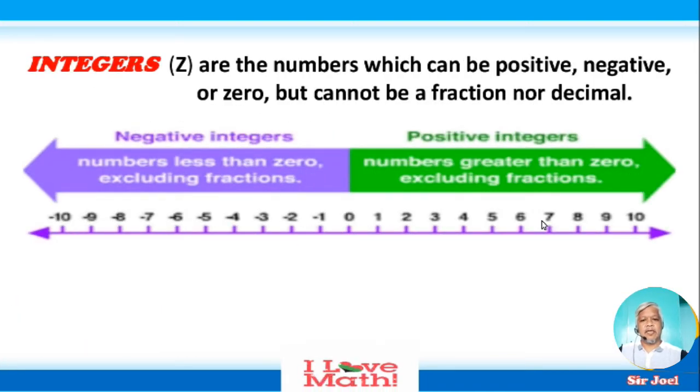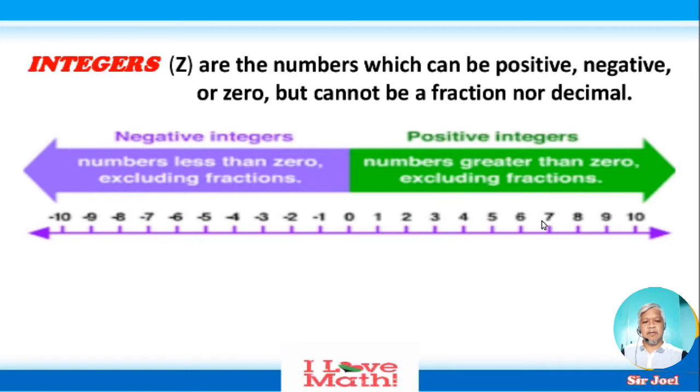Now, when we say integers, denoted by the capital letter Z, these are the numbers which can be positive, negative, or zero, but cannot be a fraction nor decimal. Meaning to say, lahat ng positive whole numbers, negative whole numbers, and zero itself as a whole number, yun ang tinatawag nating integers. Now, there is a restriction here, na ang integers daw cannot be a fraction nor decimal. So, walang fraction involved, walang decimal involved.